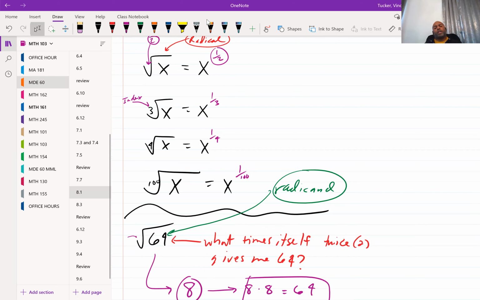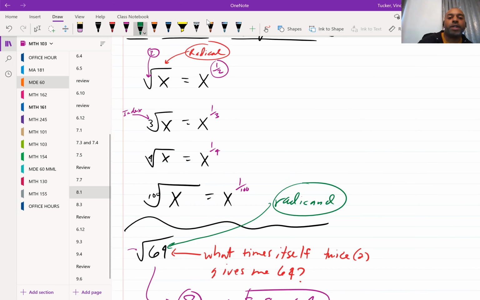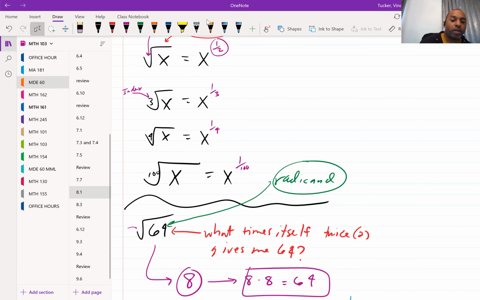All right, so if we look at the square root of 64, just making sure we're okay with what it means for something to be under the square root. Notice I put in green whatever's under your radical. I pointed it here in the red, that is your radical. The square root is your radical. And then what's under your radical is your radicand. So 64 is called your radicand.